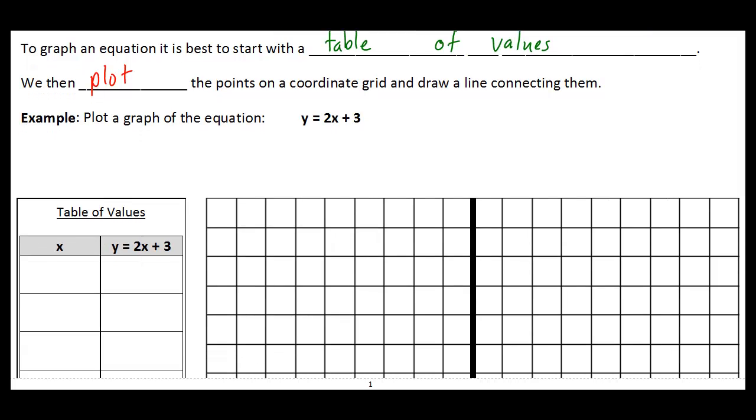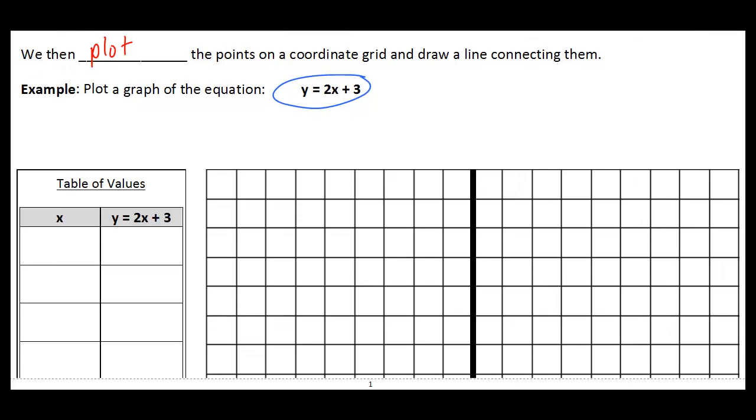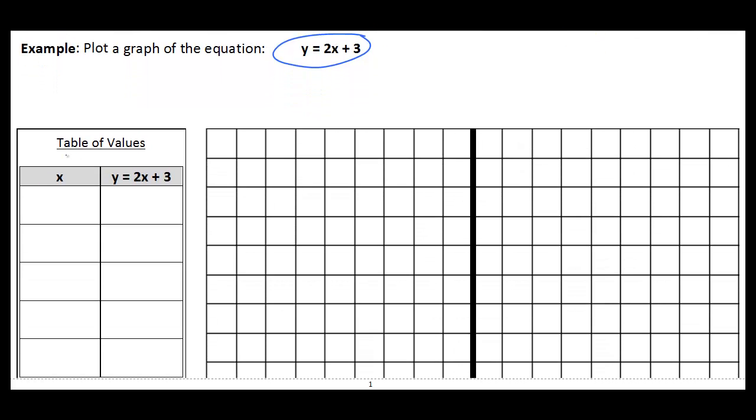So the question we're looking at here: we want to plot a graph of this equation right here. What does that equation look like if we plot it on a grid? So y is equal to 2x plus 3. First thing we're going to do is our table of values, and this is what our table of values looks like over here. Basically, we have a set of x values, and then we're going to find out the corresponding y values that go along with them.